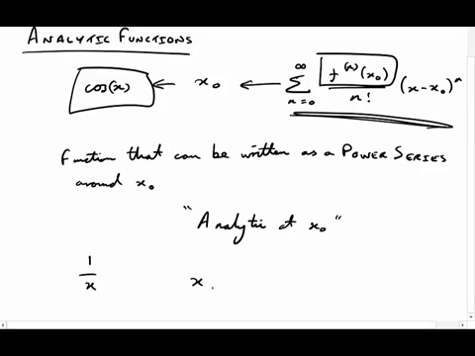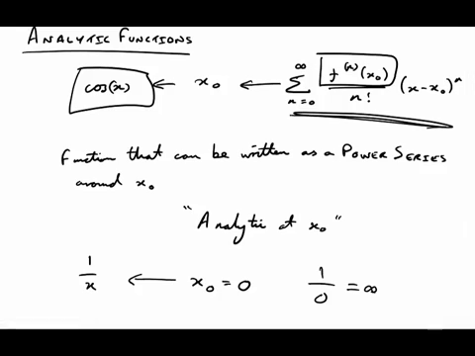So at x equals 0, so x naught equals 0, say, what happens? Well, it goes to 1 over 0, which of course is infinity. So at the point x equals 0, we have what's known as a singularity. At that point the function is not defined, but it's defined at every other point.